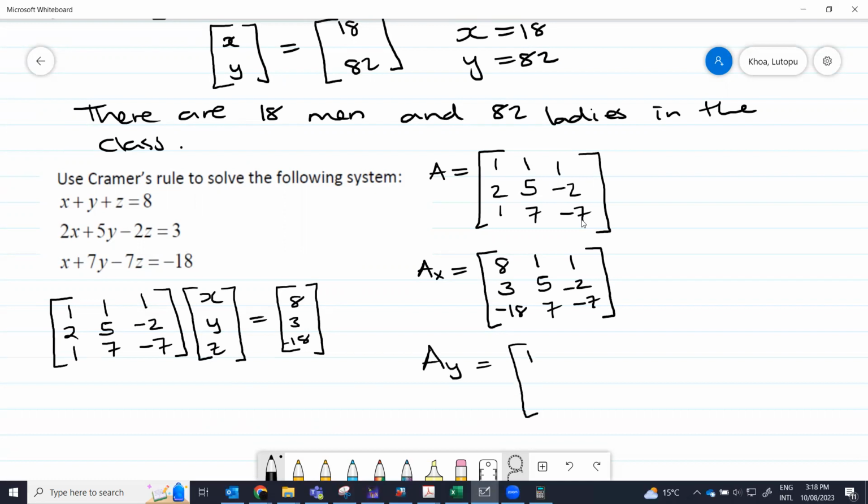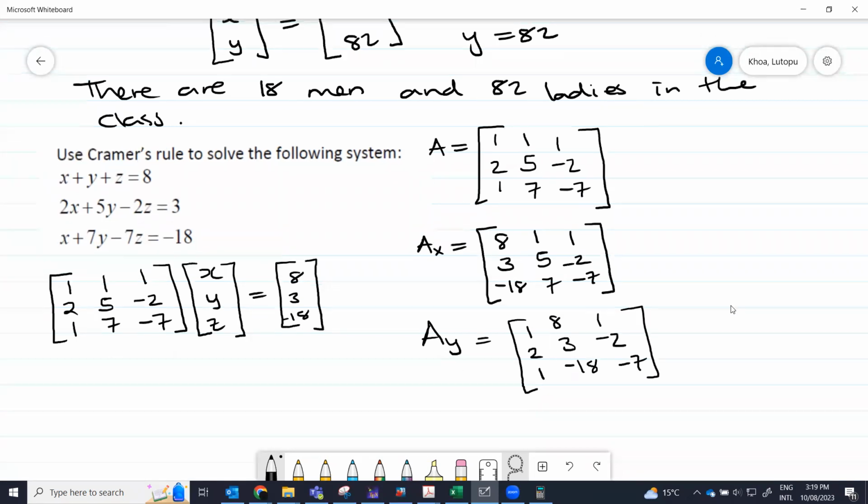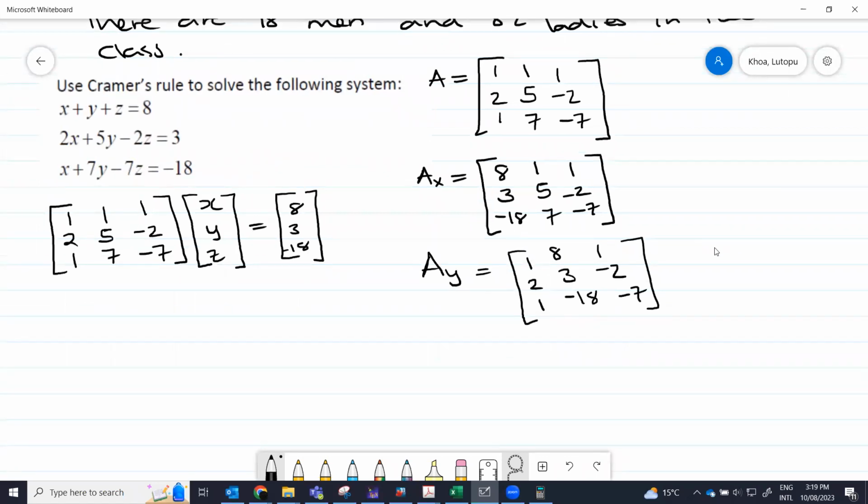It says 1, 2, 1, 8, 3, minus 18, and 1, minus 2, minus 7. And then our last matrix, AZ, just write it here, AZ. This is 1, 2, 1, 1, 5, 7, 8, 3, minus 18.